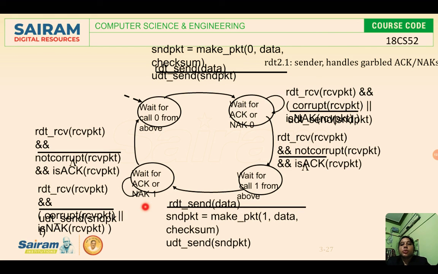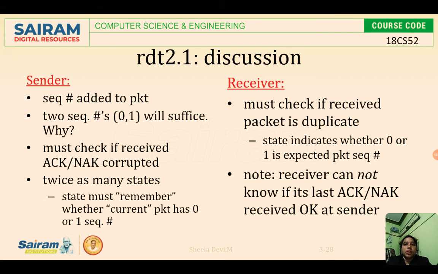The same thing happens, it goes to the receiver. If the receiver finds that the received packet is not corrupted and is an acknowledgement, then no action is to be taken, and it goes to the next state. But if it is corrupted or is a negative acknowledgement, then the data should be transferred once again. Clear? The data transfer happens once again and it goes to the same state. This is what happens in RDT 2.1 at the sender side.